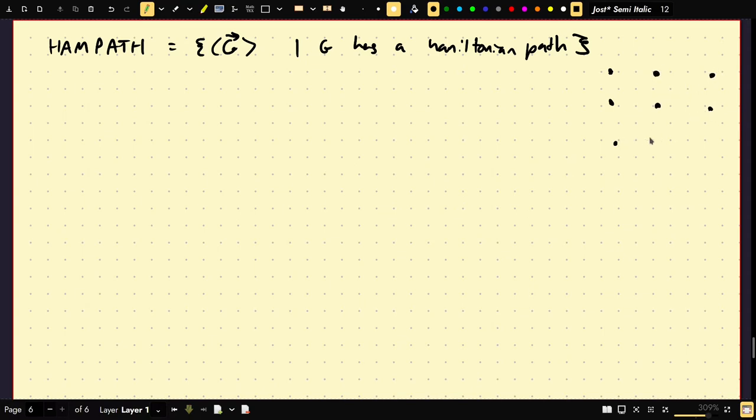So we could do something like that. We could say, oh look, I'm going to go like this. So that's allowed. Something that is not allowed would be something like this. You can't go through the vertices twice. So Hamiltonian path is NP complete.